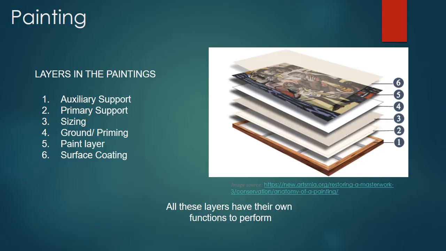Paintings are not merely painted surfaces. Paintings are complex, three-dimensional structures composed of a variety of materials combined in an infinite number of ways. All these layers have their own functions to perform, like auxiliary support, primary support, sizing, ground, paint layer, and surface coating.